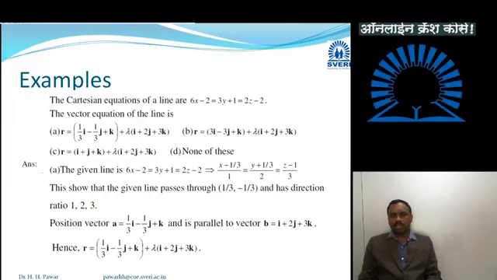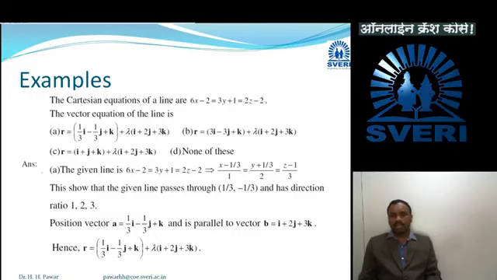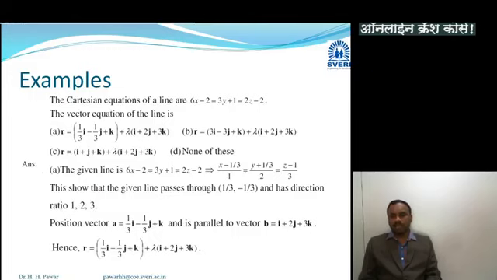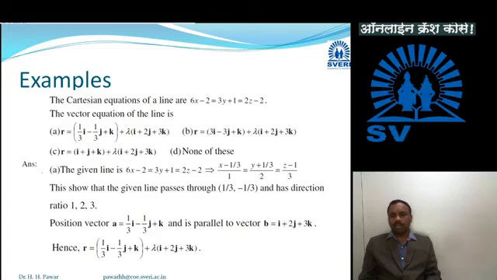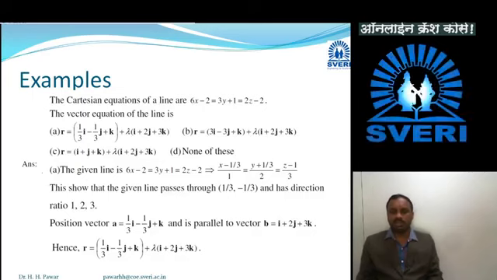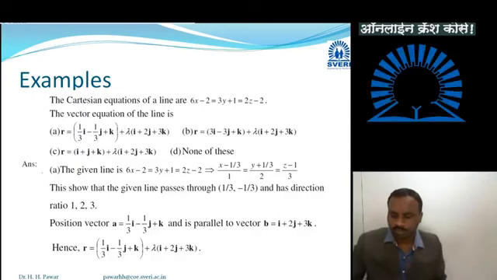Hence the position vector is given by 1 by 3 i minus 1 by 3 j plus k, and the line is parallel to the vector b bar is equal to i plus 2j plus 3k. Hence r bar is equal to 1 by 3 i minus 1 by 3 j plus k plus lambda into i plus 2j plus 3k.